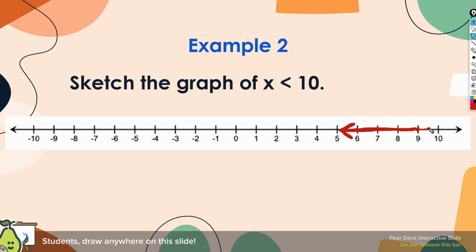Hanggang saan ba yan, sir? O dito, diretso pa yan, no? Hanggang dito. But, does it hit 10? Well, our graph will look like it does hit 10. But the question is 10 included? And the answer is no. Hence, once again, we represent it by a hollow circle. This right here is the graph of x is less than 10.